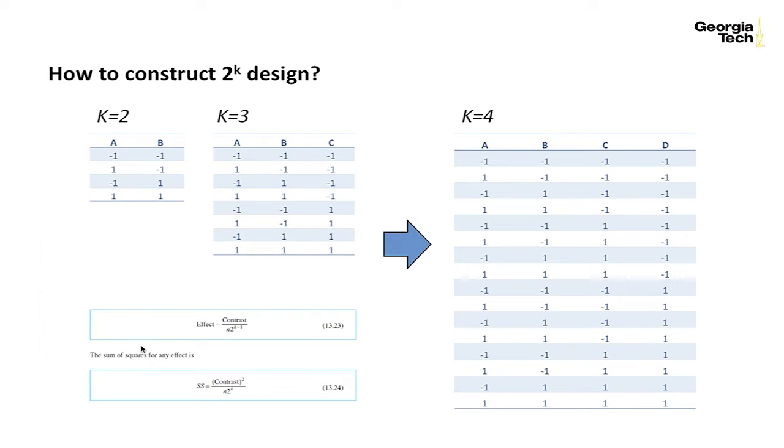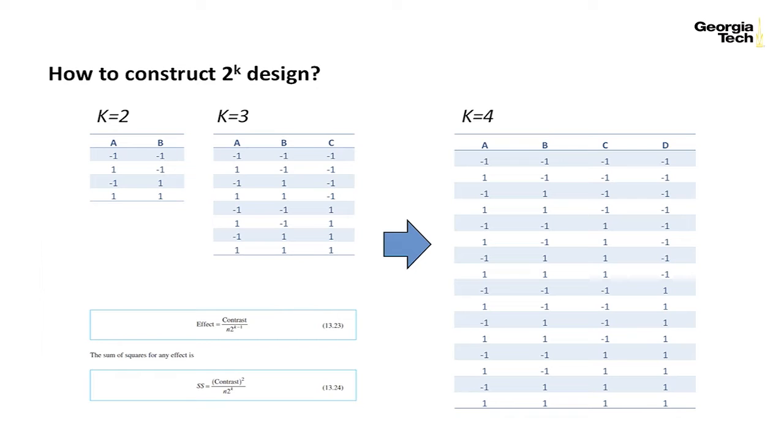For the contrast, it's easy. If we want to calculate the contrast of A, we can find the levels for which A is positive and the levels for which A is negative.